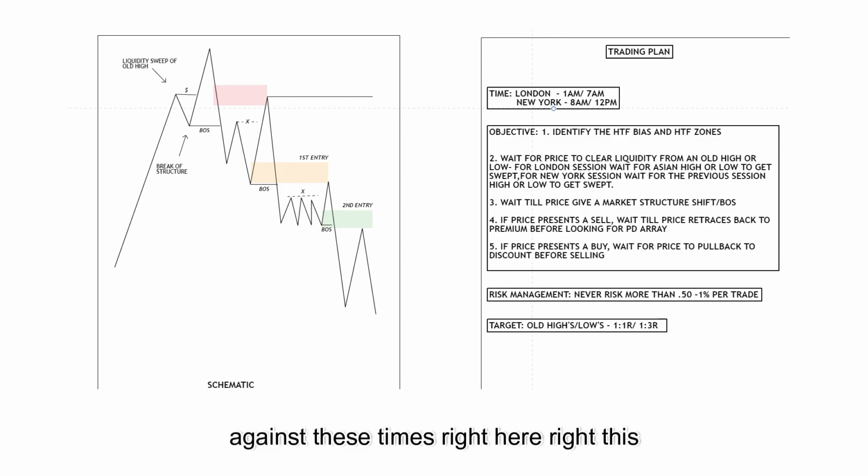Never trade against these times right here. This is from 1 a.m. to 7 a.m. Eastern, EST, and then from 8 a.m. to 12 p.m. EST. So align your charts with Eastern Standard Time, wherever you may be in the country.